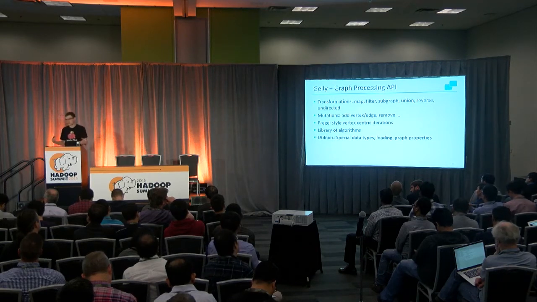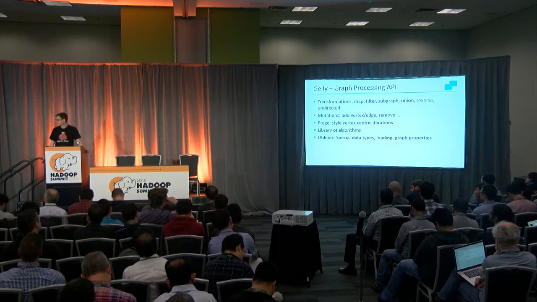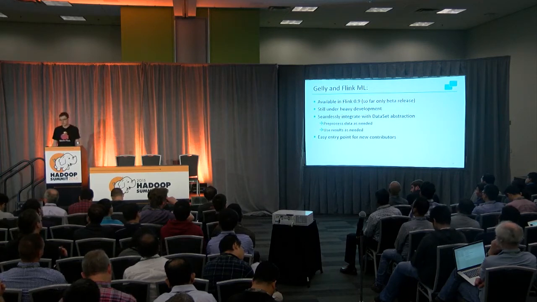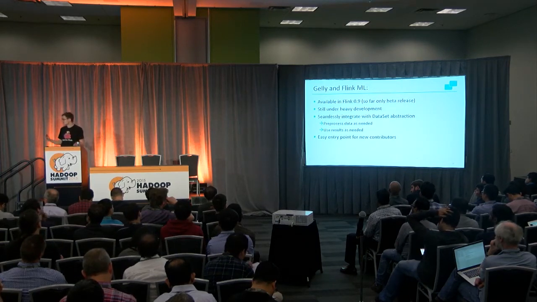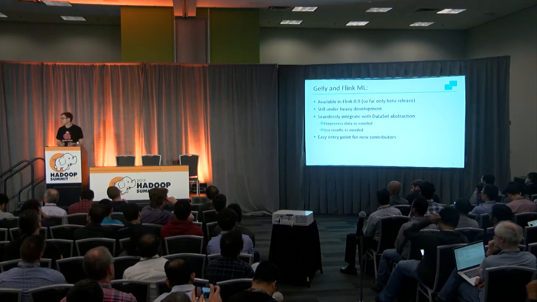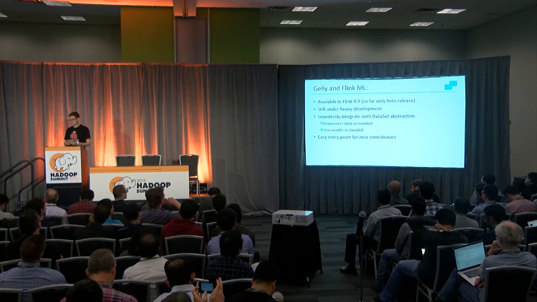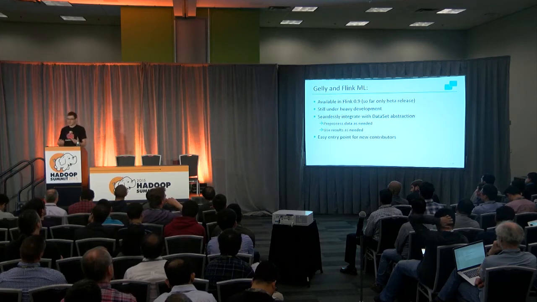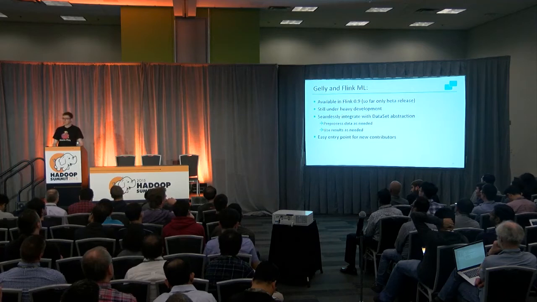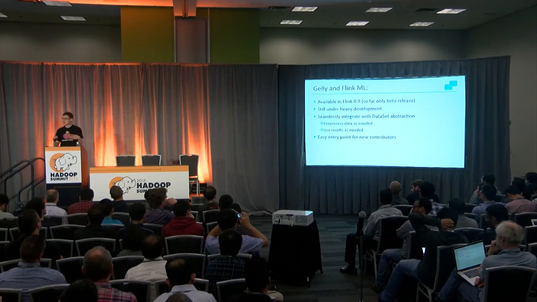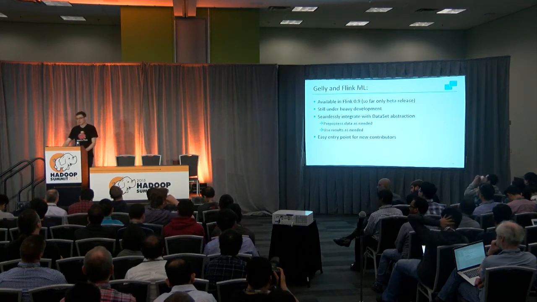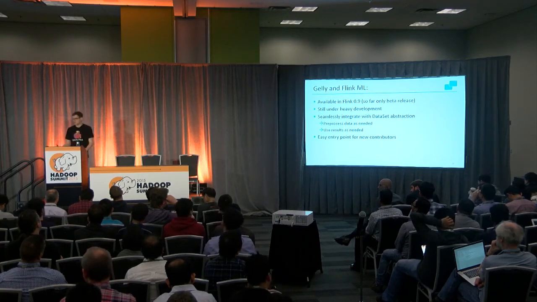Both Gelly and FlinkML will be available in Flink 0.9. So we have a milestone or preview release available, but we are currently preparing the 0.9 release in the community. Both libraries are under heavy development, so we'll add more stuff. But I think they are already in a shape that you can use them in production or to try them out. They both integrate with the regular abstractions of Flink, so you can pre-process the data as needed. You can do all the standard transformations that you have in the Flink APIs, and you can also use the results as you want. I think both projects are a great way to start contributing to Flink if you're interested in that.